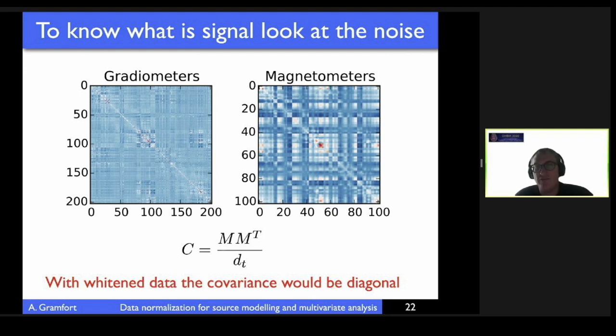So you do have a correlation structure between sensors. But you also see, for example, in the magnetometers in front of you, around channel 50, this big red square, which suggests that you have one or a few magnetometers that are a lot more noisy than all the other channels. So the fact that you have different signal or noise strengths across sensors is actually present in empirical data.